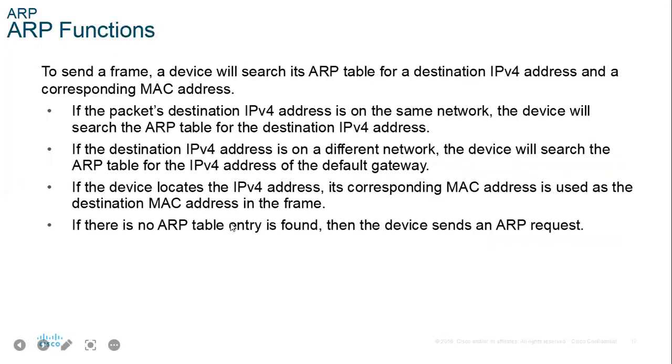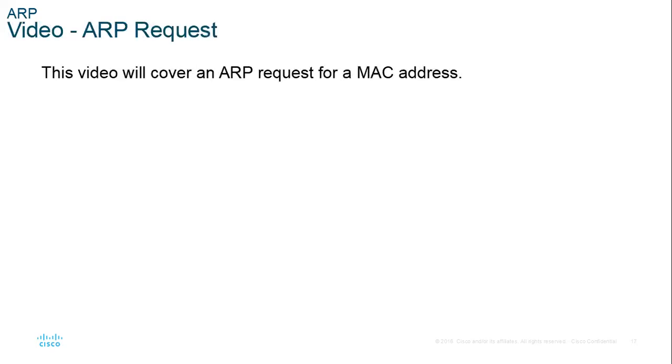So if there is no ARP table entry found, then the device sends an ARP request. The ARP request will say, I need an IP address for that particular system. So it gets that information, then it's able to communicate. Don't forget, we're talking about communication. Without these addresses, there wouldn't be communication.